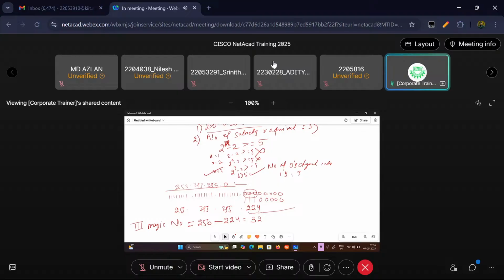2 raised to the power 3 is what? 8 minus 2, 6. So 6 is greater than 5, right? So due to these x values, I have used x as 3. This is the step that you have to follow to find the subnetted network.